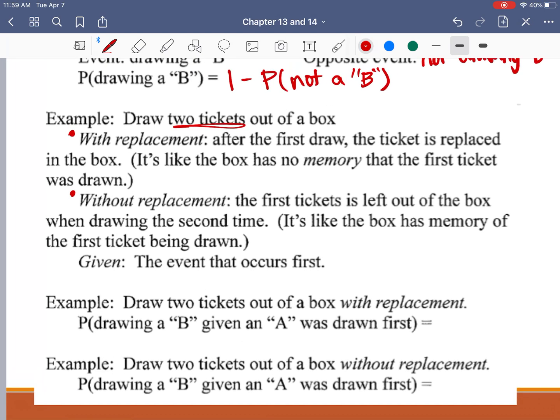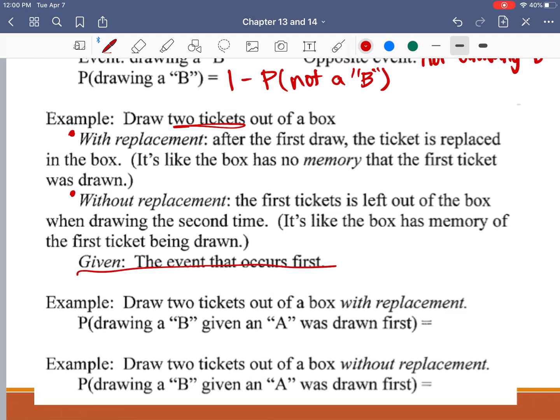We're going to get different options. You can draw it with replacement or without replacement. With replacement, after the first draw, the ticket is placed back in the box, and it's like the box has no memory that the first ticket was drawn. So if I draw 3 out the first time and then stick it back in, the box doesn't remember which card was pulled out, so it's just as high of a chance of getting a 3 as it is a 1 or a 2. Versus without replacement, you can't draw that same number again because that's no longer an option.